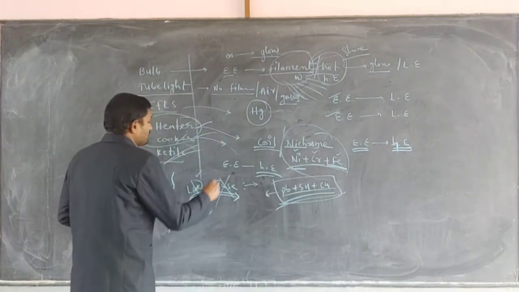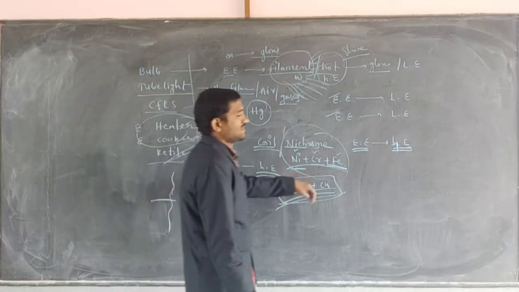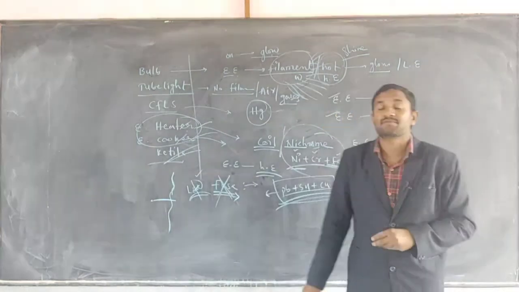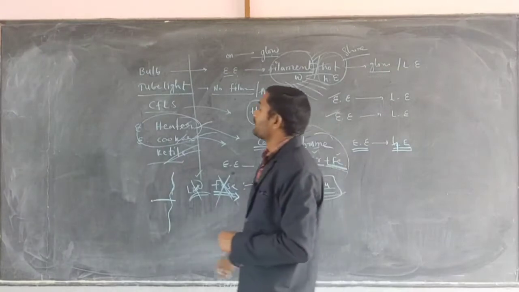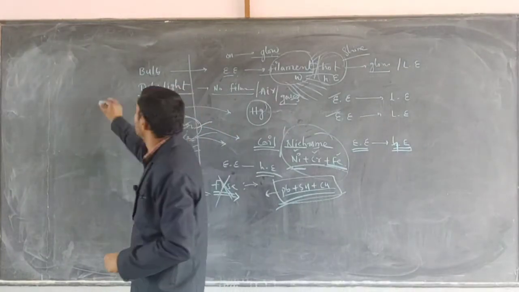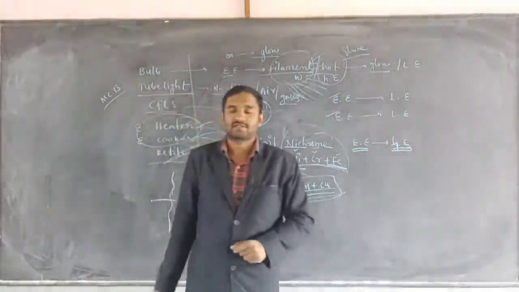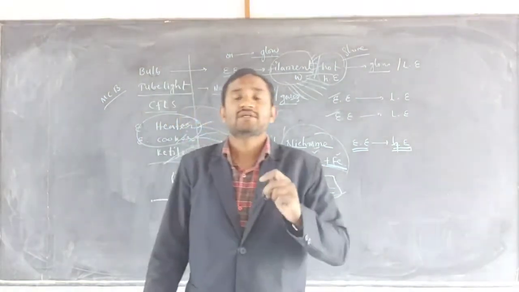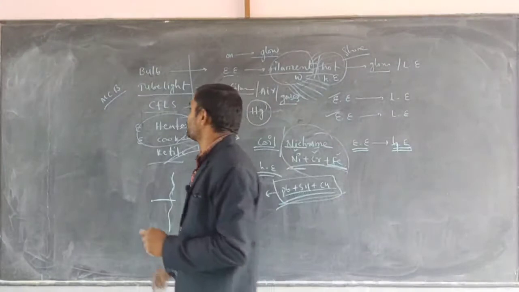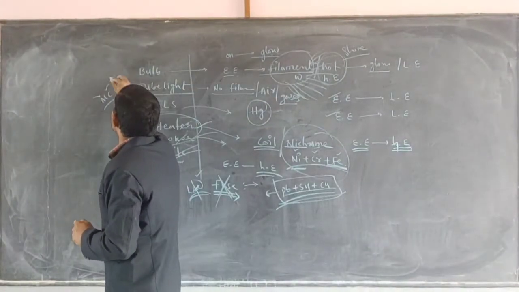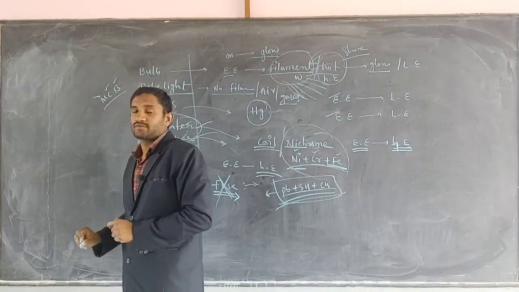Nowadays we are not using this lead, stannum, copper wire for fuses, because we are directly using MCB, miniature circuit breakers. Miniature circuit breakers only are being used.